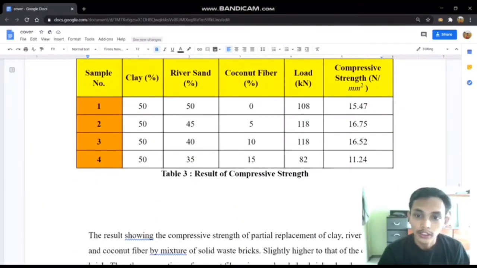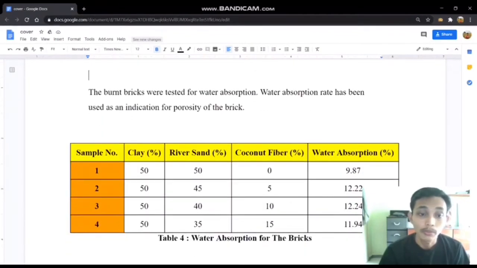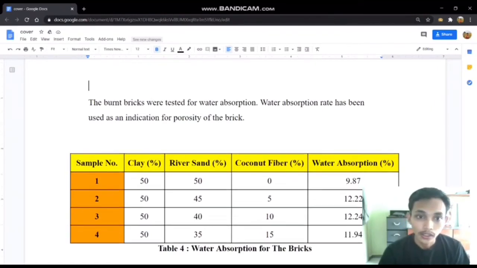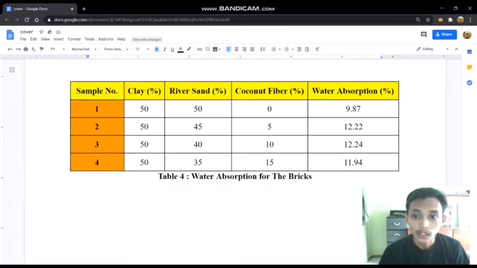Here is another table for the results of the test after the brick was burned. The burnt bricks were tested for water absorption. Water absorption rate has been used as an indication of the porosity of the brick. So basically it means that we completed this test again to know the porosity of the brick.